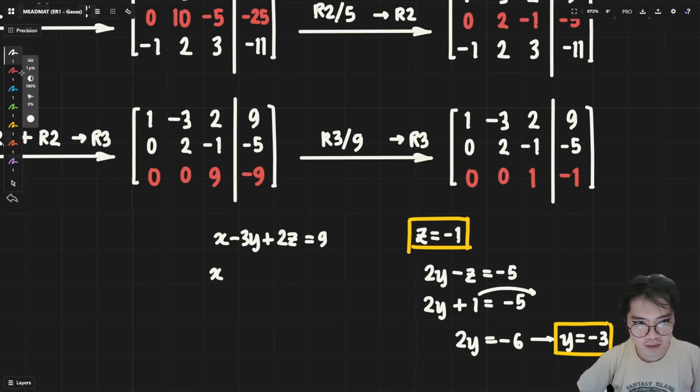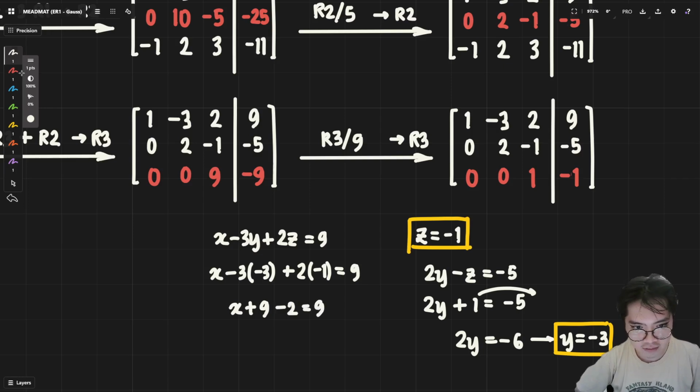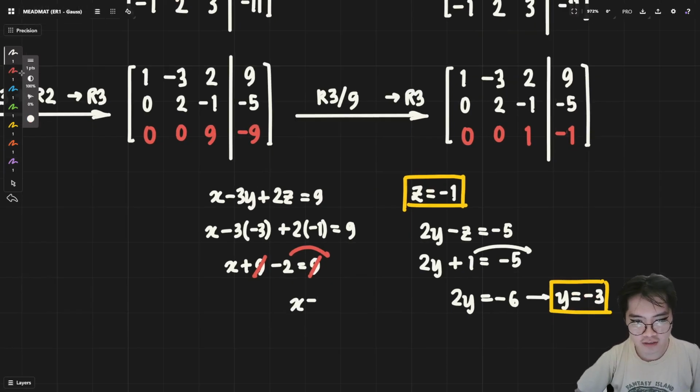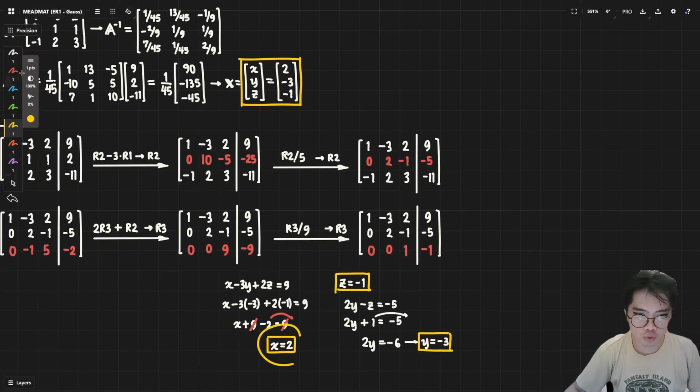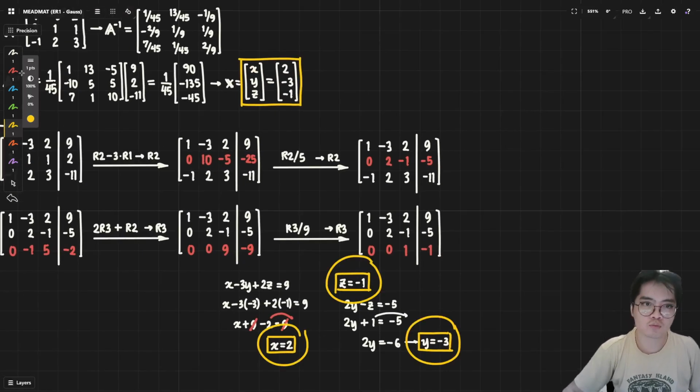And then finally, we have our first equation, which is x minus 3y plus 2z is equal to 9. So let us substitute our values. -3, -3. 2 times -1 is equal to 9. We will have x plus 9 minus 2 is equal to 9. So cancel, lipat sa kabila. We will have x equals 2, which does agree with our 2, -3, and 1 as our row vector from before.